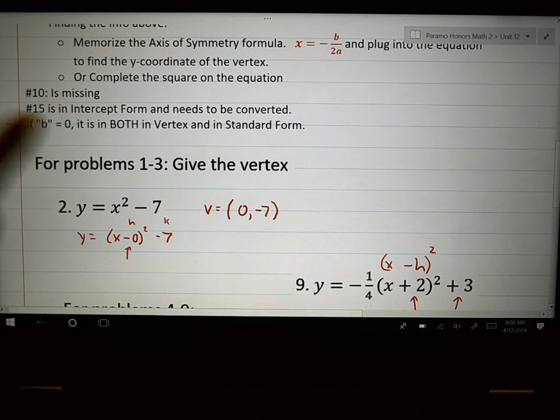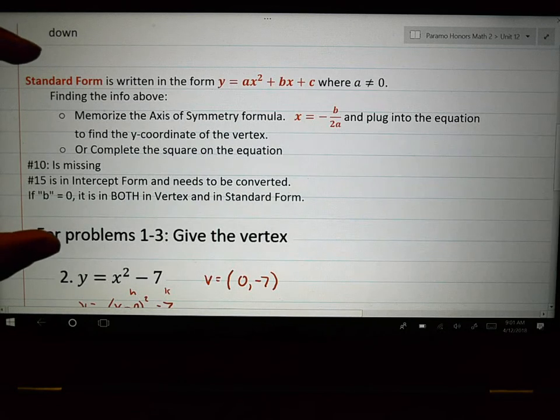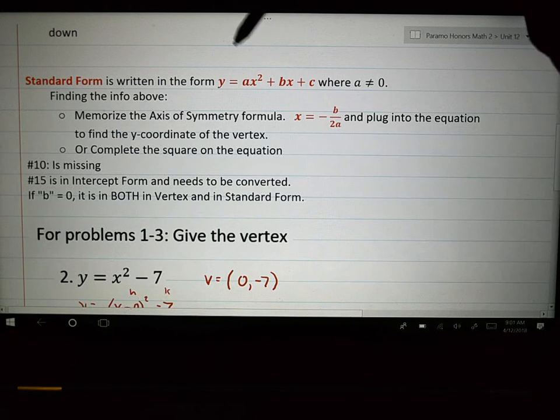Bonus for you, okay? Number 15 is intercept form, needs to be converted. But now we have to know how to do standard form. Standard form is when there's a b value, when it's ax squared plus bx plus c.